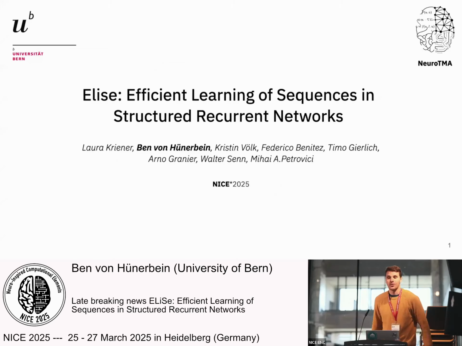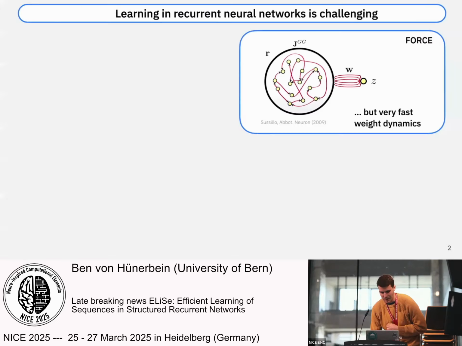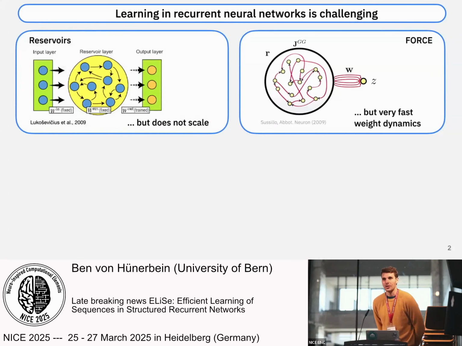Now, recurrent neural networks are great for learning sequences because they contain memory of past states in their dynamics. Unfortunately, learning in recurrent neural networks is very challenging, which is why one approach which showed promise early on was to not learn the recurrent connectivity at all, but rather restrict learning to the connections from the recurrent to an output layer. Unfortunately, this does not scale to more complex problems, so it seems like recurrent learning is needed.